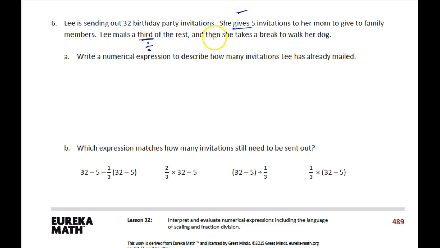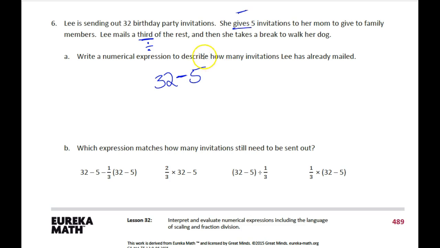One third of the rest, and then she takes a break to walk her dog. Write a numerical expression to describe how many Lee has already mailed in this case. So if she's sending out 32, 32 is what she's got. Here she is giving 5 away.